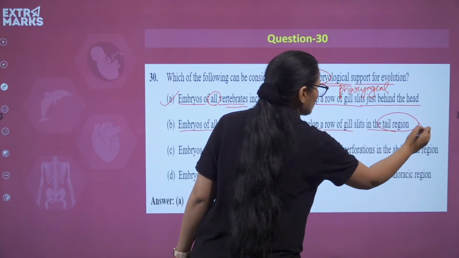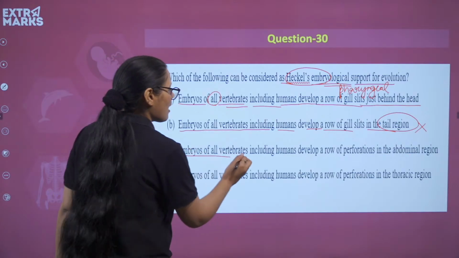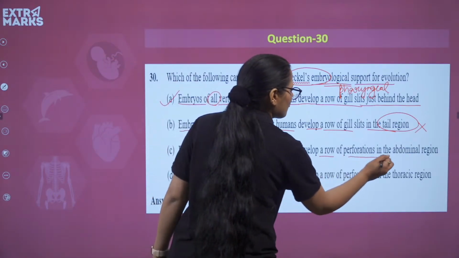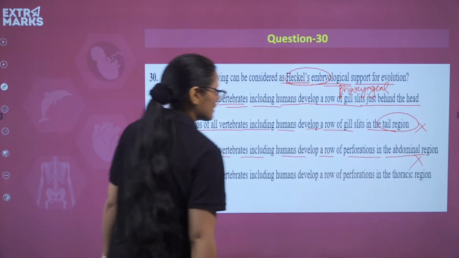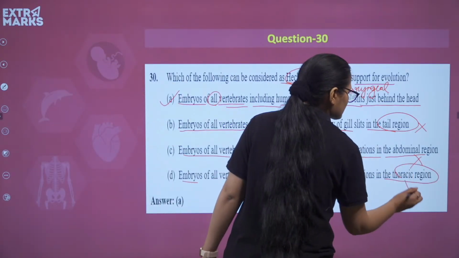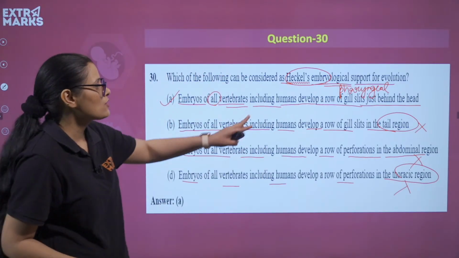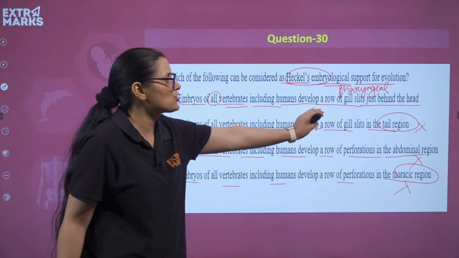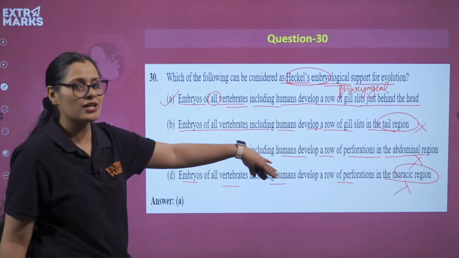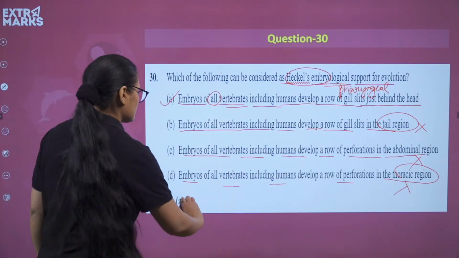The next option is that embryos of all vertebrates including humans develop a row of gill slits in the tail region. No, because they are pharyngeal gill slits, not tail gill slits. Developing a row of perforations in the abdominal region is incorrect, and the perforation in the thoracic region is incorrect. So it is all about where these perforations are present. These are gill slits, the perforations just behind the head and not in the thoracic, abdominal or tail region. So the answer is option A.